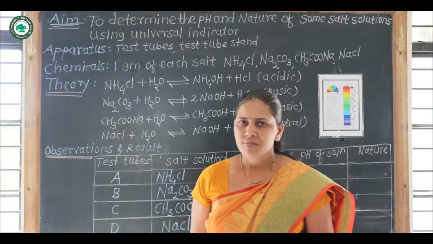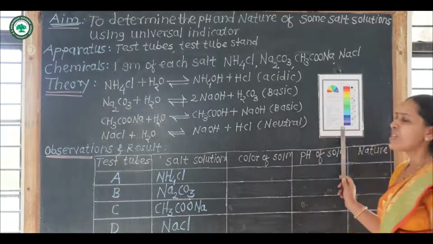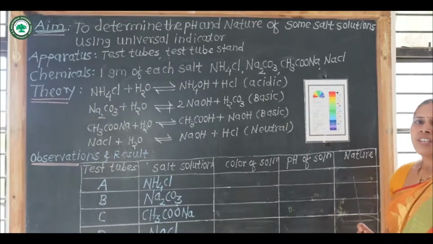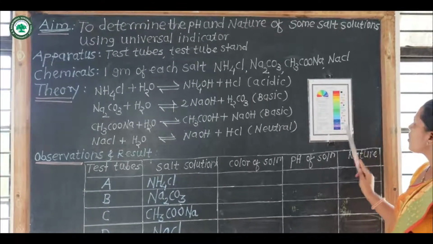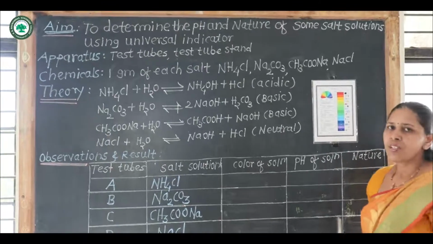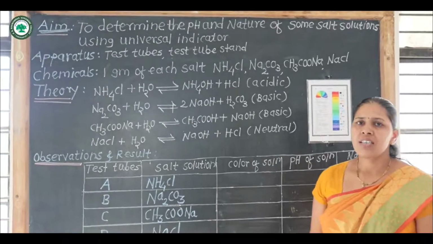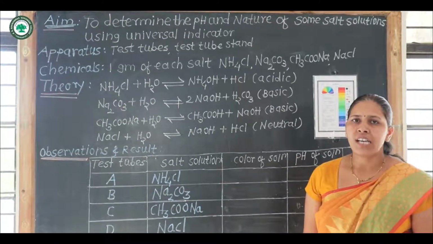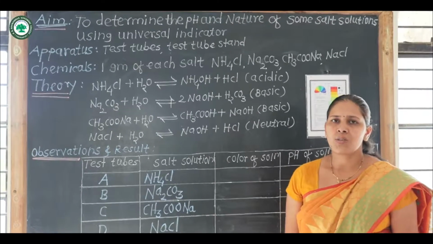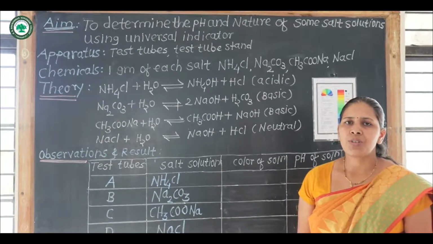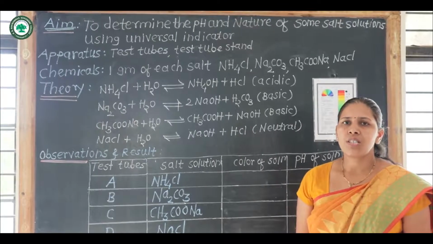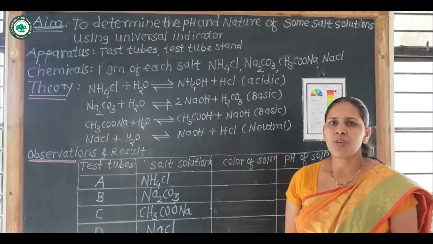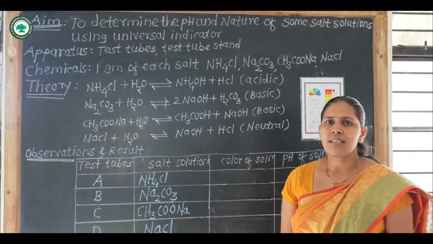Here is the chart of the pH scale, from 0 to 14. If the pH of the solution is less than 7, that means 0 to 6.99, then that solution is an acidic solution. If the pH of any solution is 7, then that solution is a neutral solution. If the pH of a solution is greater than 7 up to 14, then that solution is called a basic solution.